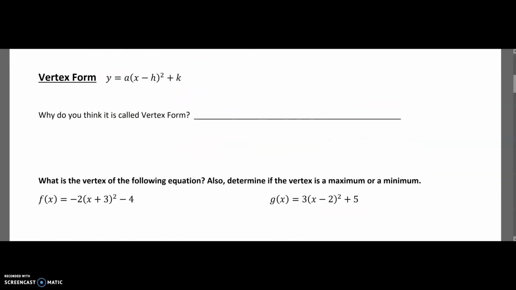Alright, next we're going to talk about vertex form. So, we have this new equation, y equals a times x minus h squared plus k. And why do you think it's called vertex form? Well, there's two new things that are going to be introduced today, or two new variables that we have not seen before, and that's the h and the k. Those two values are the values that give us our vertex. So h comma k is our vertex.